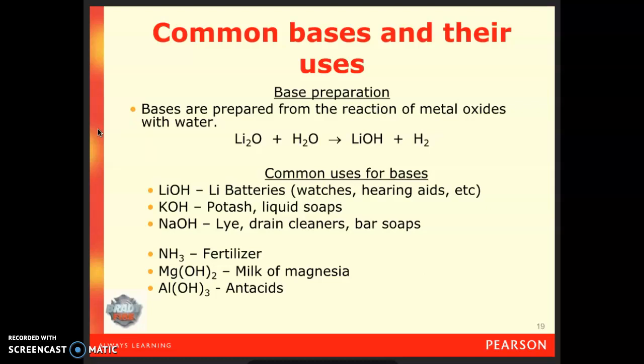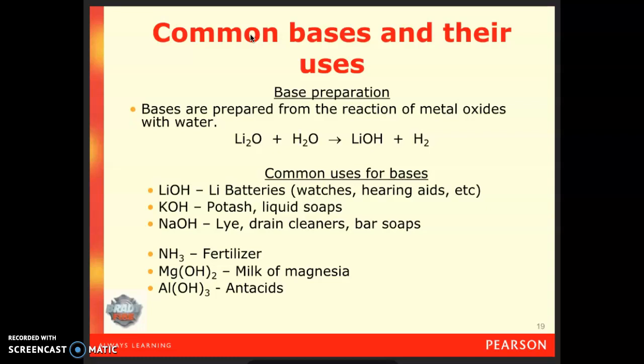If you recall from our video on acids, acids are formed mostly when non-metallic oxides form, so we burn some sort of element that is a non-metal in oxygen, it forms a non-metallic oxide, and then we take that non-metallic oxide and we dissolve it in water. And it reacts with the water and forms the acid that we seek. Well, a similar process is used to make bases. The only difference is that instead of a non-metallic oxide, we end up making a metallic oxide.